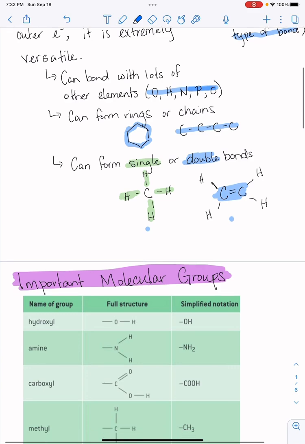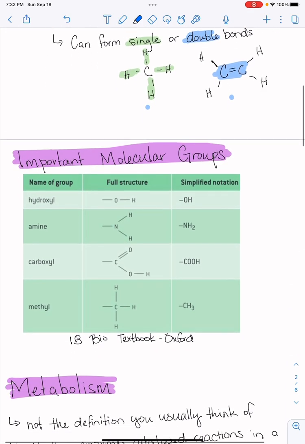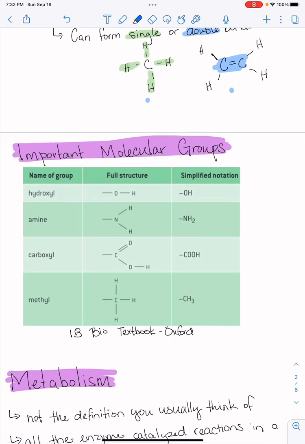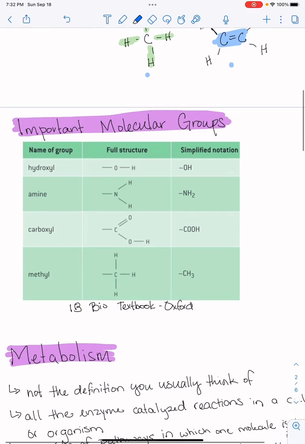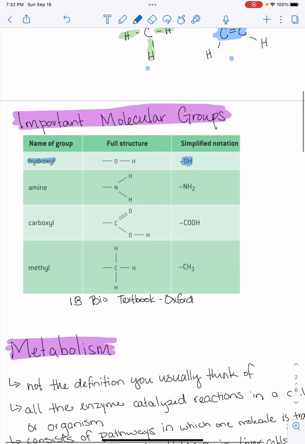And then I want to quickly look at some important molecular groups that we'll see in some of our biomolecules. So first one, we have the hydroxyl group, which is basically an OH group. We'll see that a lot when we talk about carbohydrates in just a second. We have these amine groups, which we'll see in proteins and amino acids. That's where amino acids come from, because they have an amine group.